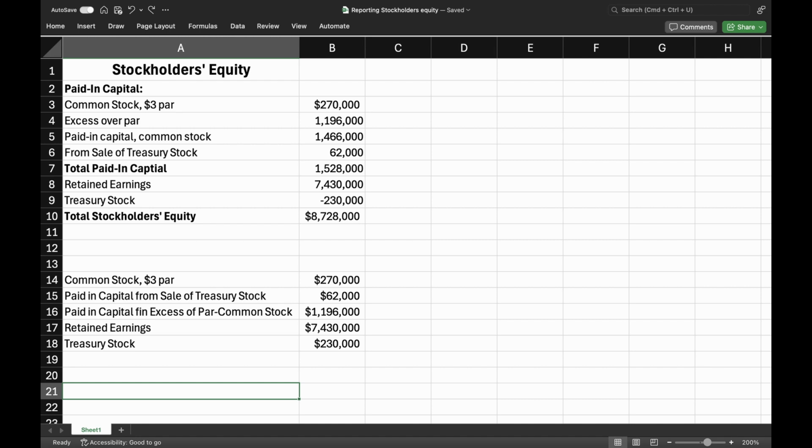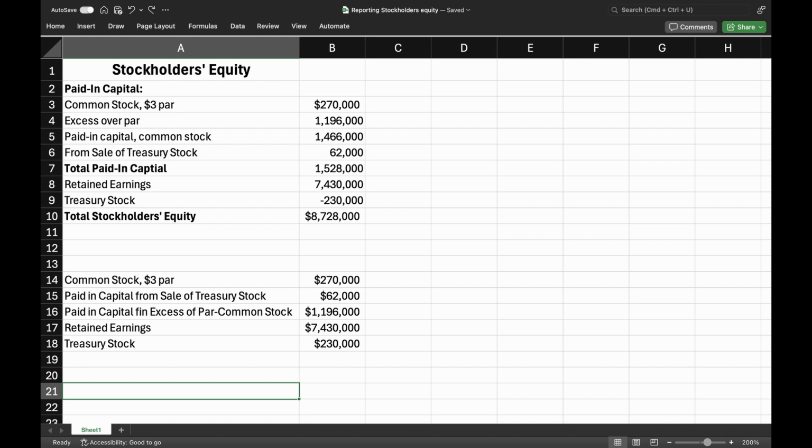For this problem, 200 shares of common stock are authorized and 5,000 shares have been reacquired. The common stock $3 par account is at $270,000. The paid-in capital from sale of treasury stock account is at $62,000. The paid-in capital in excess of par common stock account is at $1,196,000. The retained earnings account is at $7,430,000. And the treasury stock account is at $230,000.